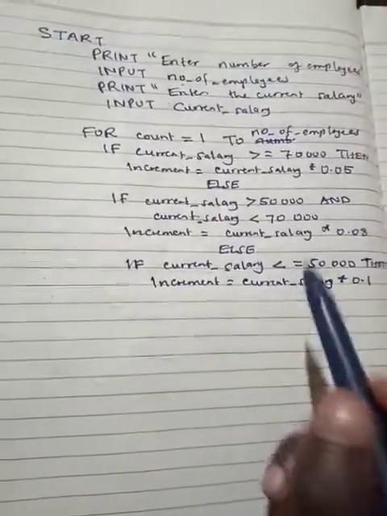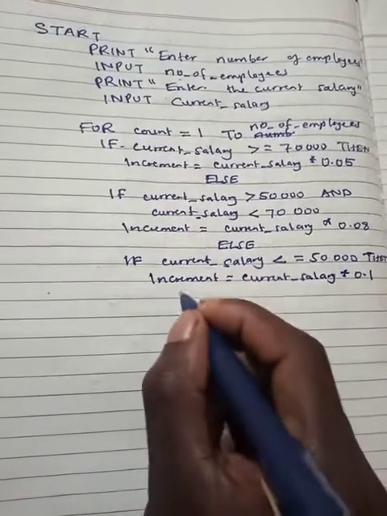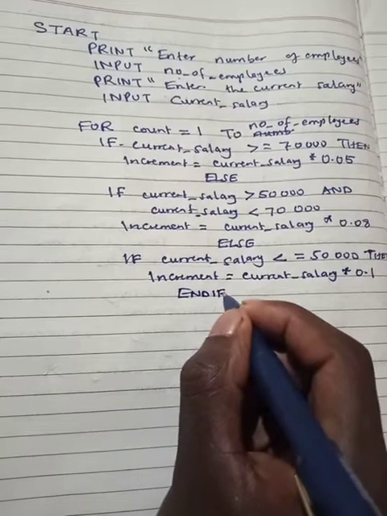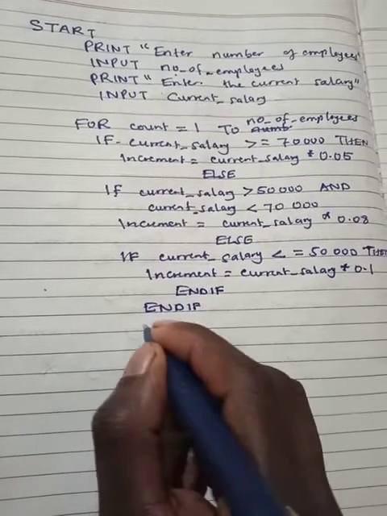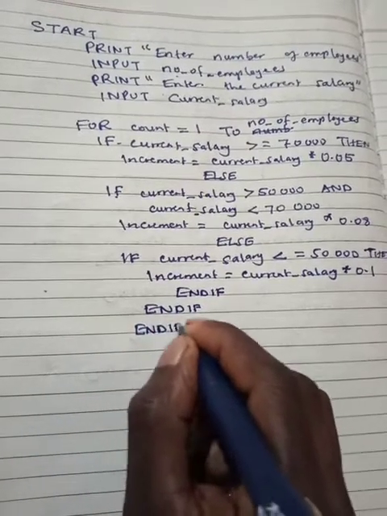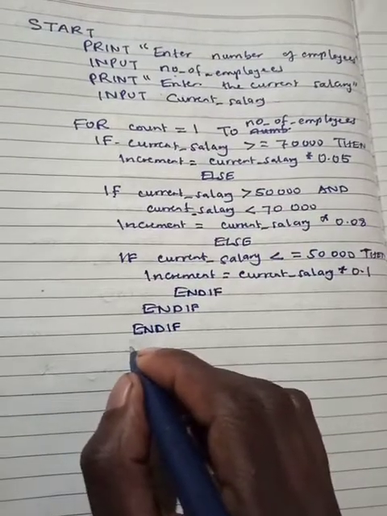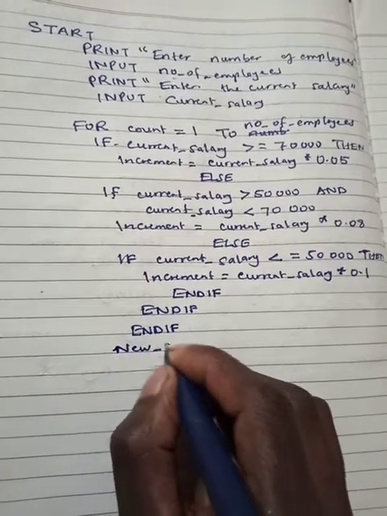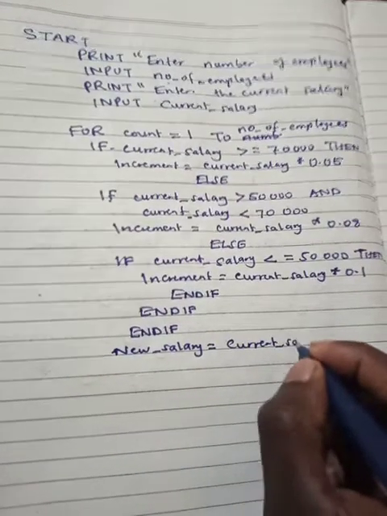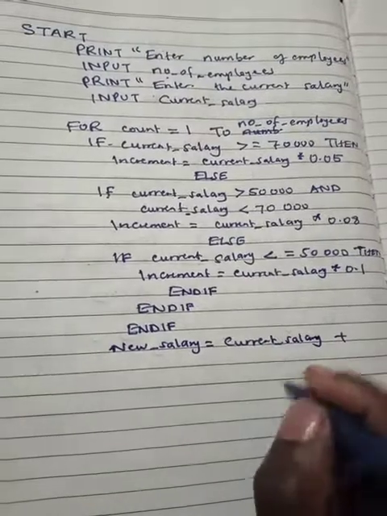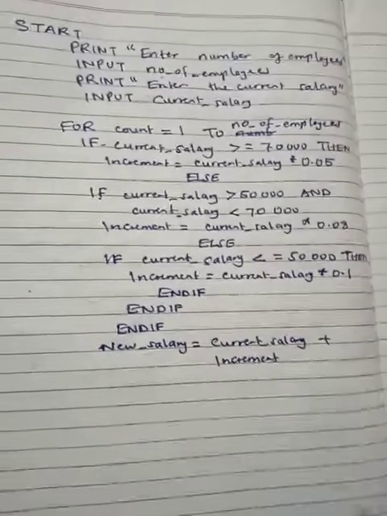And then after this, what do we do? We can now end the ifs. So the first if, we end it. We can end the second if. Then we can end the third if. So we are ending all of them. Then you compute new salary equals current salary plus increment. I've been calculating increment at every stage.